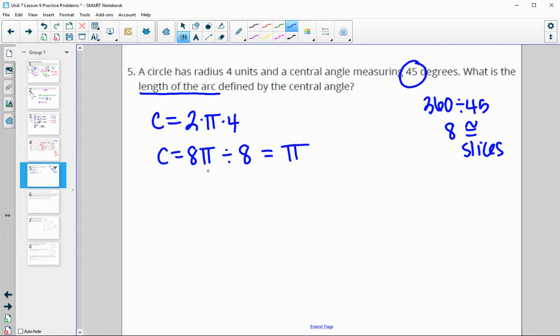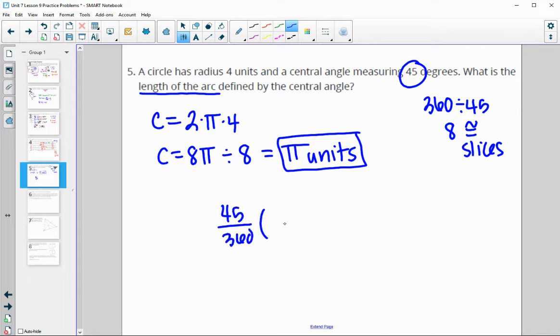So in this case, 8 pi divided by 8 is just pi units for each one. And again, you can certainly do 45 divided by 360 times the circumference as well. 45 divided by 360 times 8 pi is going to give you back pi again, because this is going to be 1/8 if you simplify it, and 1/8 times 8 is 1. So you're just going to get back pi. So either way is fine.